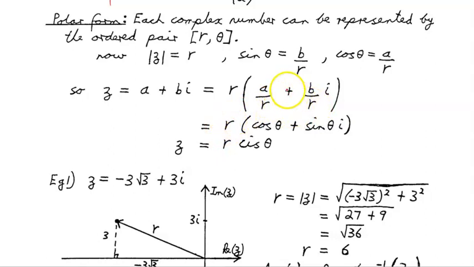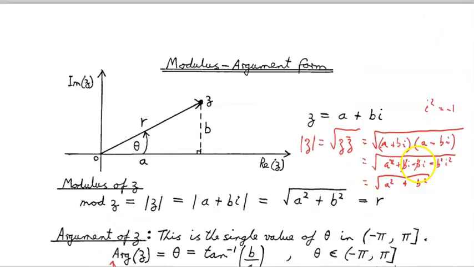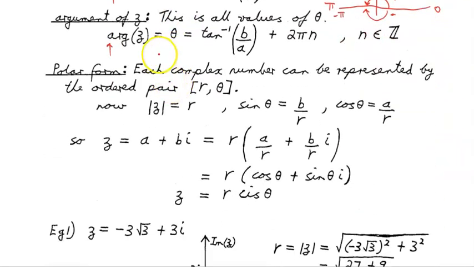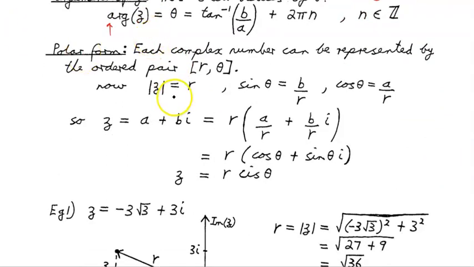But having written it like that, we're now aware that sine theta is b on r. You can see that from the diagram above. If I go up here, sine theta is opposite on hypotenuse, b on r. Okay, so we're just playing around here, and so we can write that as r times cos theta plus sine theta i. It's a little bit more of a compact way.